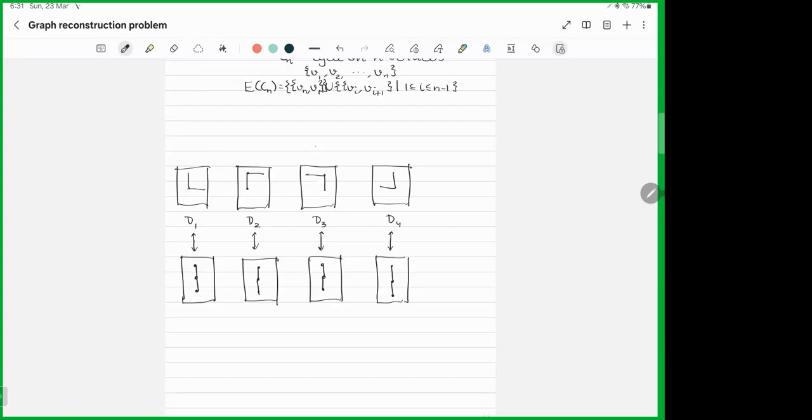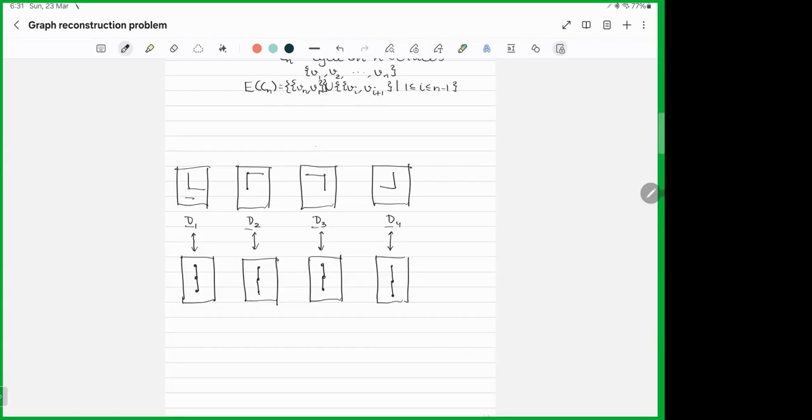If you look at this first diagram, D1, D2, D3, D4, you would be able to guess that this is a C4 graph. But I just want to make your life difficult. I will just give you some random isomorphic graph for each of the vertex-deleted graphs, and I will just ask you to find the original graph. So the question was, can you reconstruct the original graph?